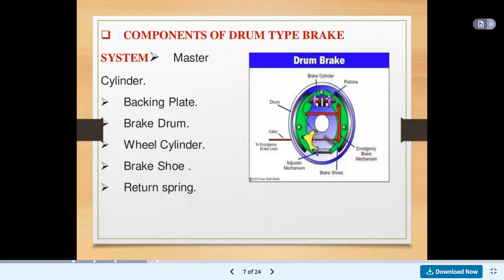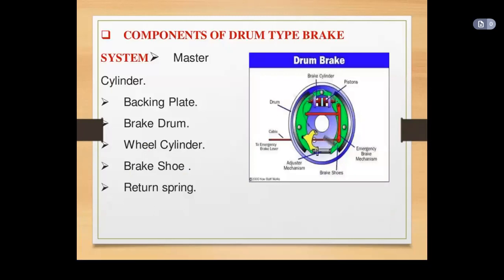If we see the components of the drum type brake system, the master cylinder is available, then the backing plate is available there, the brake drum is available, the wheel cylinder is available, then the brake shoe and return springs. So these are the components of the drum type brake system.